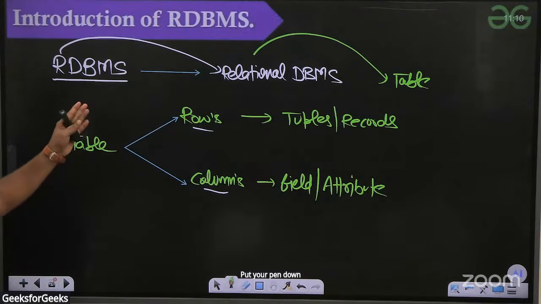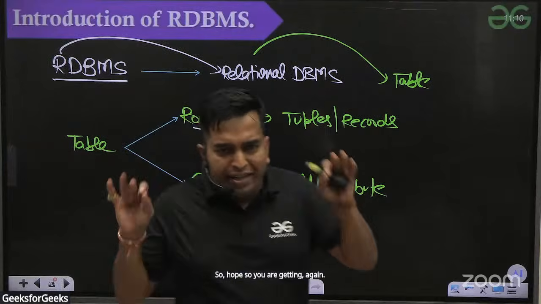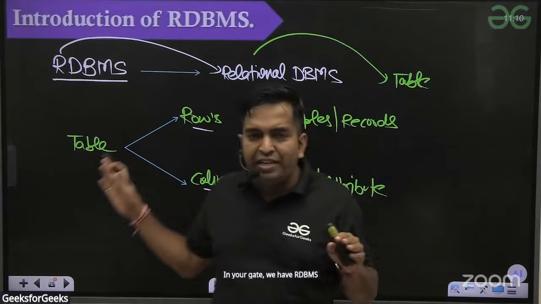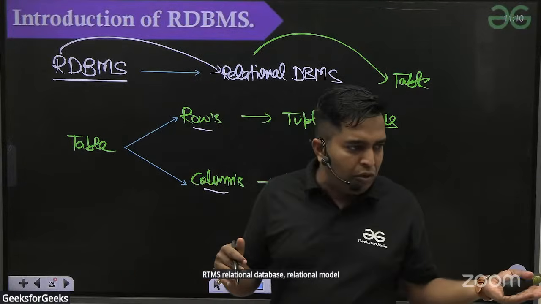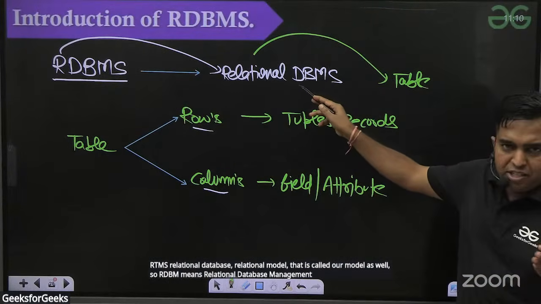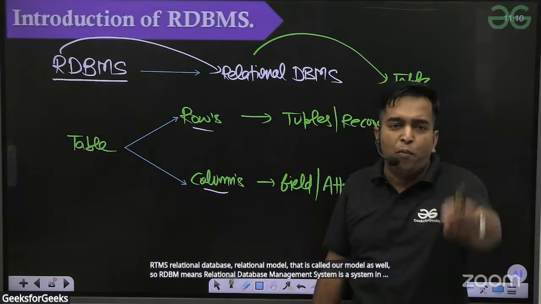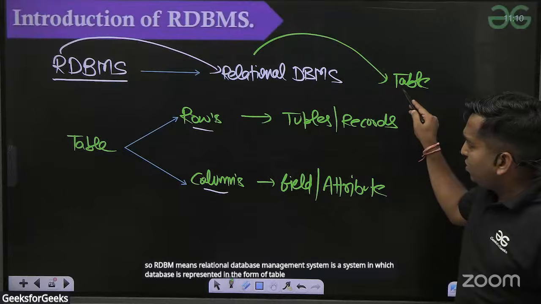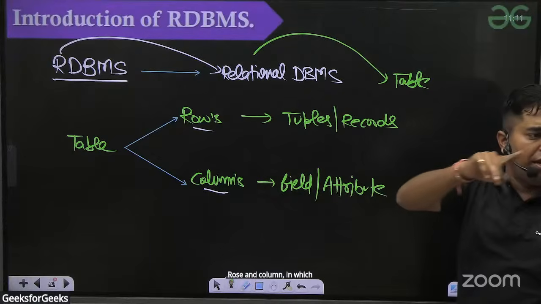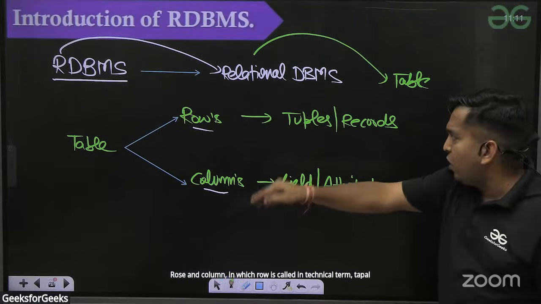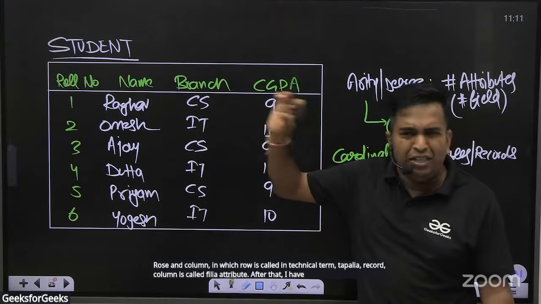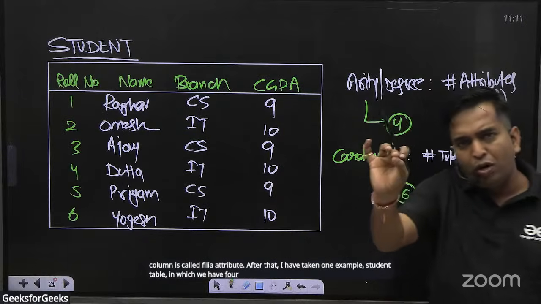Hope you are getting it, because in your GATE syllabus we have RDBMS, the relational database, the relational model, called the R model as well. RDBMS means relational database management system, a system in which the database is represented in the form of tables. A table is a collection of rows and columns, in which a row is called, in technical terms, a tuple or record, and a column is called a field or attribute.